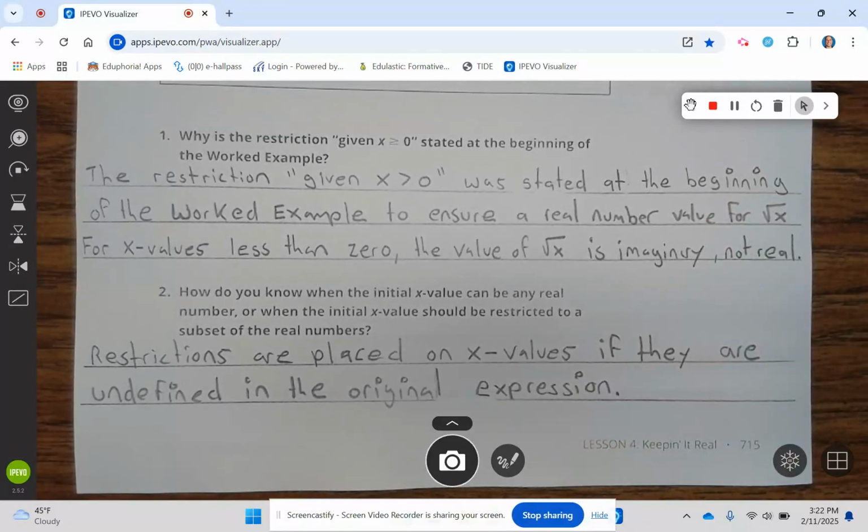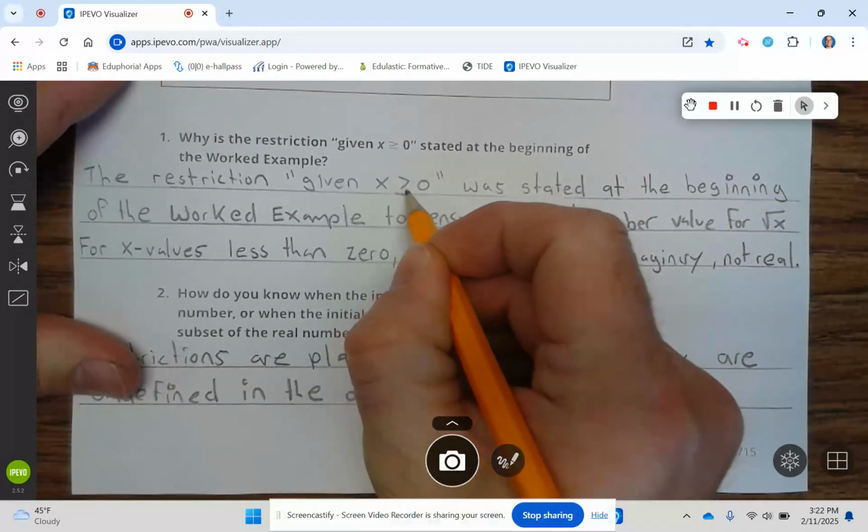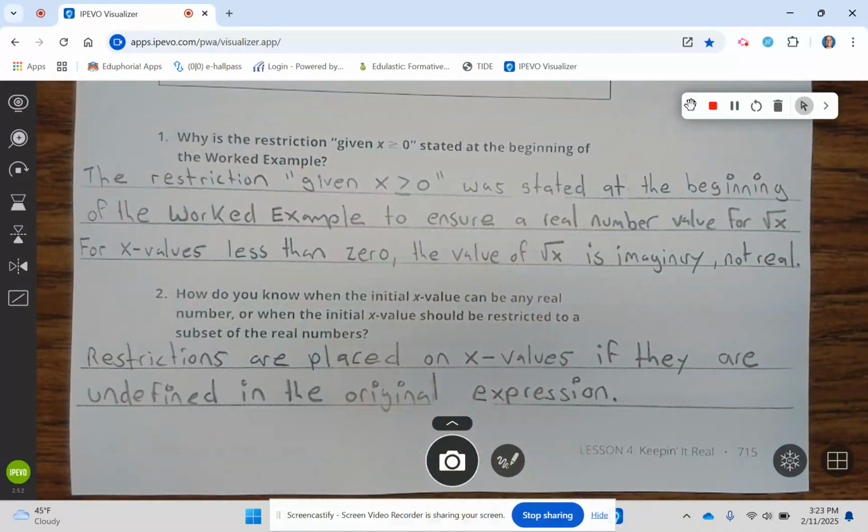One. Why is the restriction given x greater than or equal to 0 stated at the beginning of the worked example? The restriction given x greater than or equal to 0 was stated at the beginning of the worked example to ensure a real number value for a square root of x. For x values less than 0, the value of square root of x is imaginary, not real.